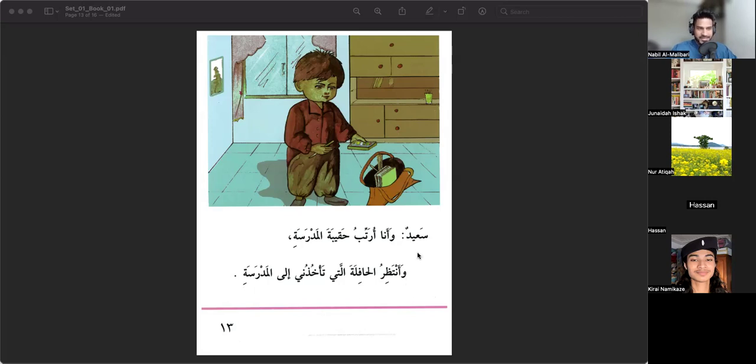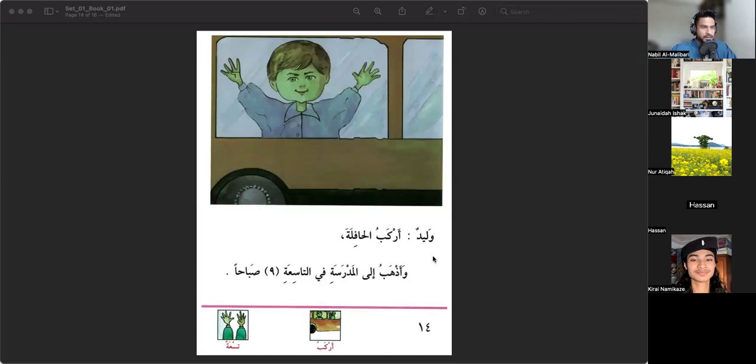Okay, so Saeed, he's copying his brother. وَأَنَا أُرَتِّبُ, and I, wa ana, and I uratibu, he's arranging hakibat al madrasa, his school bag. Wa antadhiru, he's waiting for al hafila, the bus, allati, that ta'khuduni, take me, okay, ila al madrasa, to the school. Okay, very easy. Okay, Salwa, faddali.